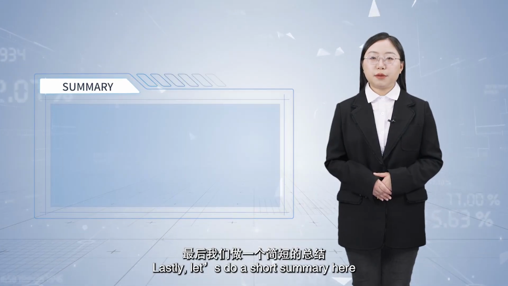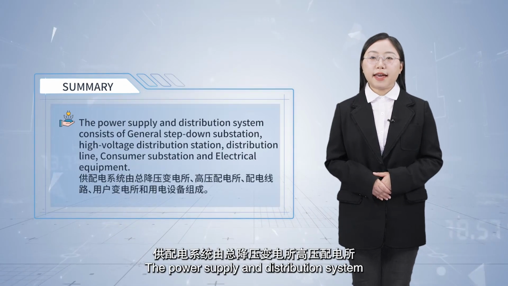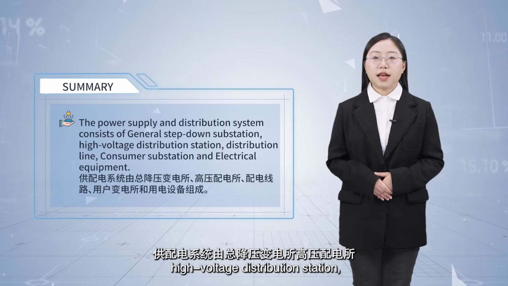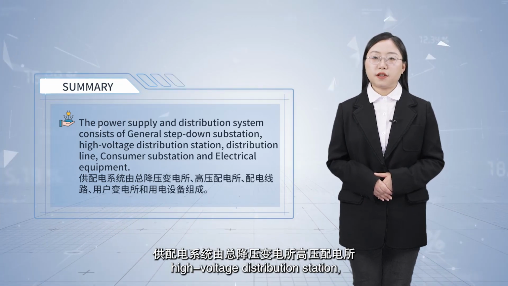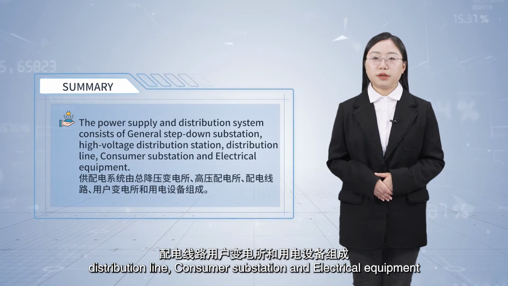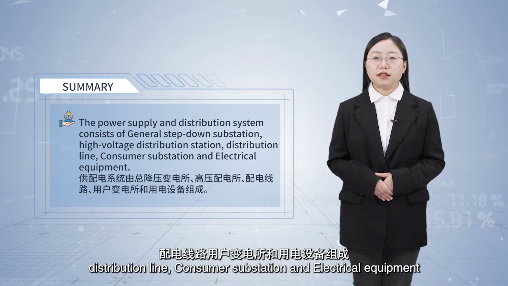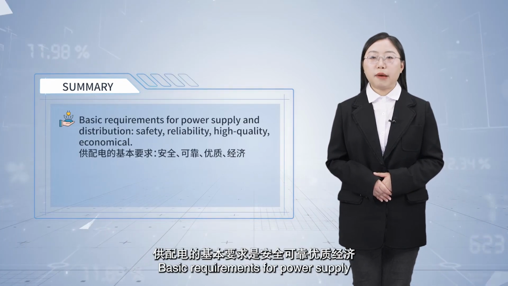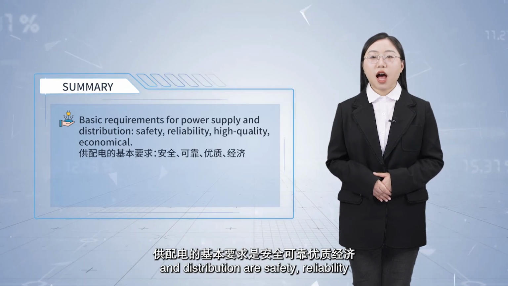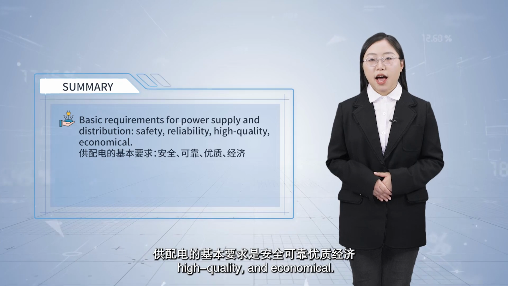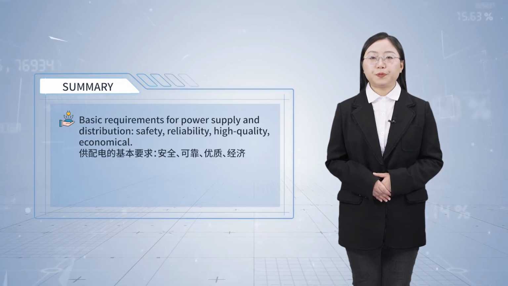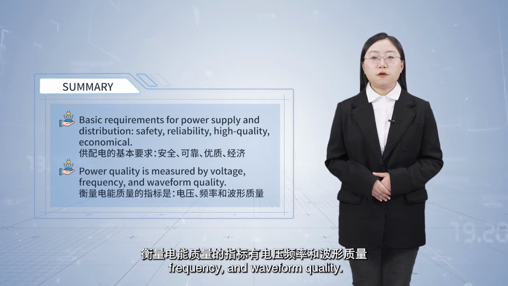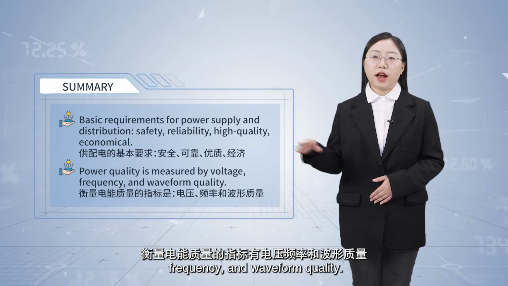Lastly, let's do a short summary here. The power supply and distribution system consists of general step-down substation, high voltage distribution station, distribution line, consumer substation, and electrical equipment. Basic requirements for power supply and distribution are safety, reliability, high quality, and economical. Lastly, power quality is measured by voltage, frequency, and waveform quality.